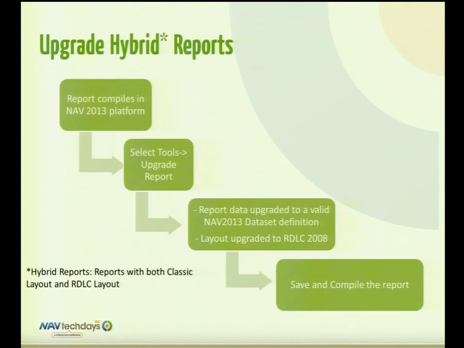And let's take the path, how it looks like, what you do if you do an upgrade of a report. So if you have a hybrid report, first of all, it must be compilable in 2013. What you do is you go to Select Tools, Upgrade Report. Report data upgrades to the 2013 dataset definition, and layout is upgraded to RDLC 2008. Afterwards, you have to do a compiling of the object. It will stay uncompiled afterwards.